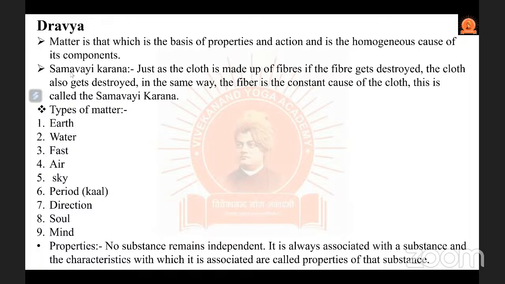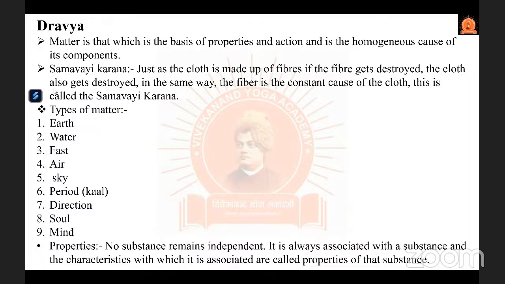Okay, thank you. So I was just telling that in every substance, in every dravya, there is a quality called samvai karna. That is, for something to exist in reality, some constant cause should be there. If that constant cause is present, then only that particular object is able to be present. Like how a cloth is made from fiber. If the fiber gets destroyed, the cloth also gets destroyed. So here it is saying that fiber is a constant cause. Because of that particular fiber, that particular cloth is present. So this is called samvai karna.